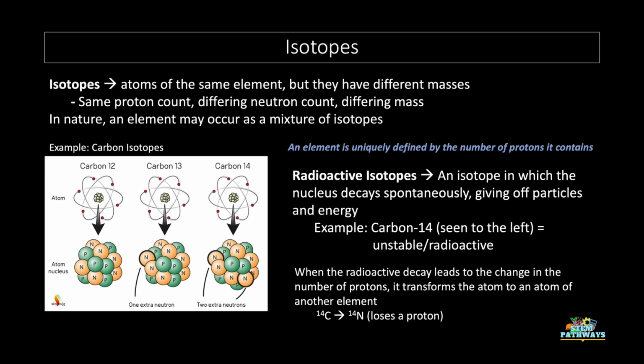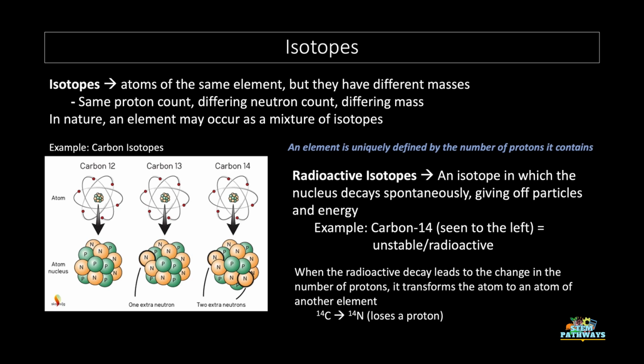The 6 protons are important and must remain the same within all the different isotopes, otherwise it would not be carbon. Both carbon-12 and carbon-13 are stable isotopes because their nuclei don't tend to lose subatomic particles or decay. Carbon-14, on the other hand, is considered to be unstable or radioactive because it can decay.